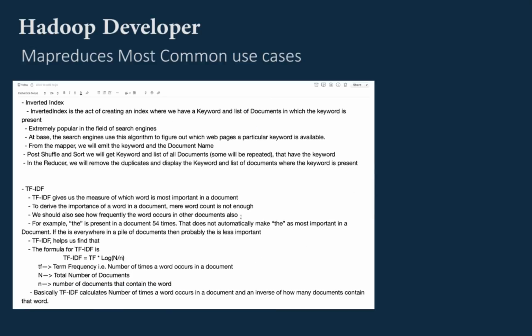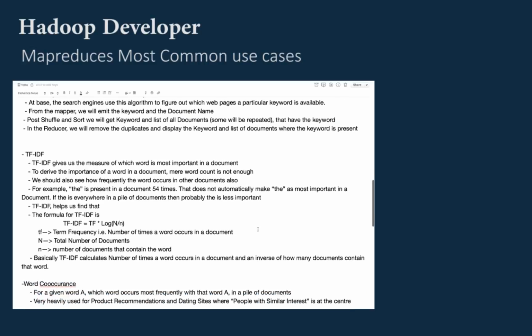TF-IDF is term frequency inverse document frequency, where we are trying to find the importance of a certain word in a pile of documents or in a single document. To do that, we first see the count in a particular document, and then we see in how many other documents the word occurs. If the word is very common, then probably it's less important, and TF-IDF does an excellent job at finding that for us.